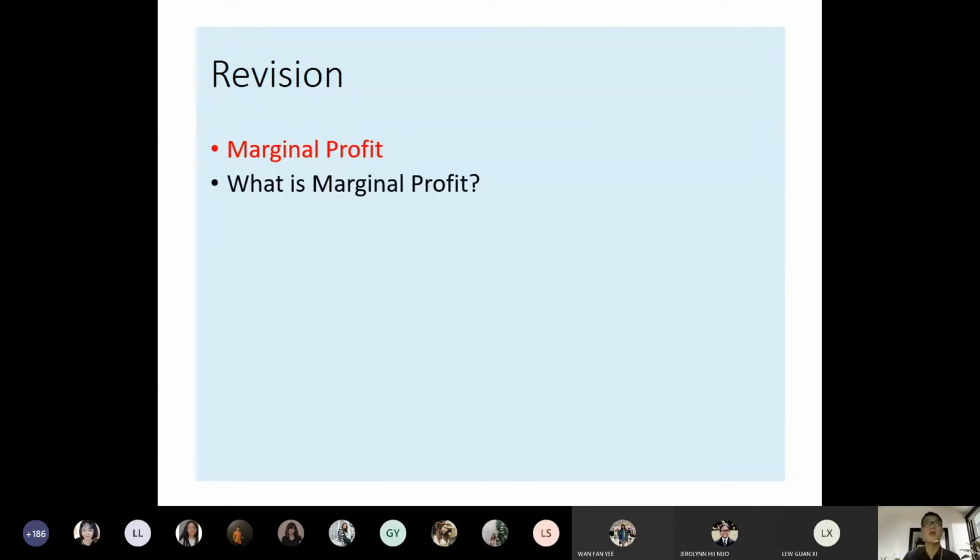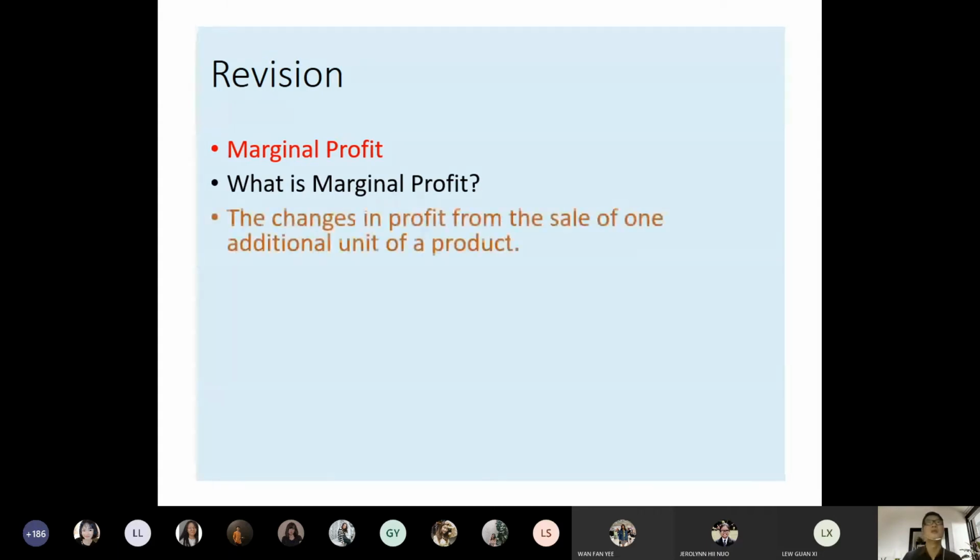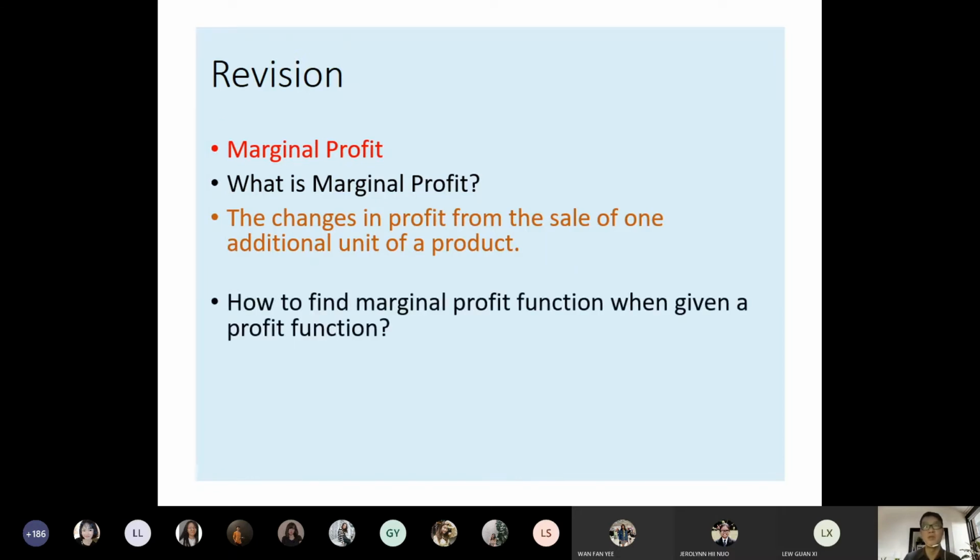So what is a marginal profit? The changes in profit from the sales of one additional unit of a product. When we sell the next unit of a product, the changes in profit. And how to find the marginal profit function when given a profit function?